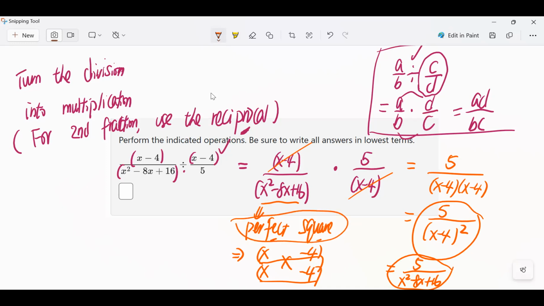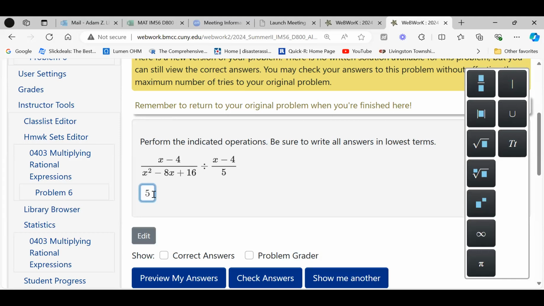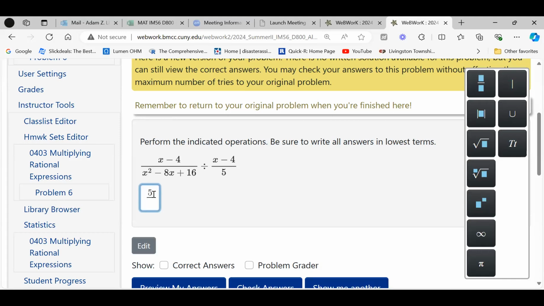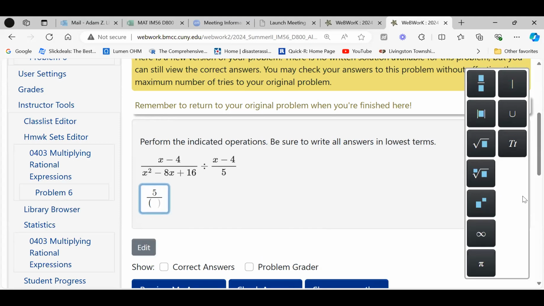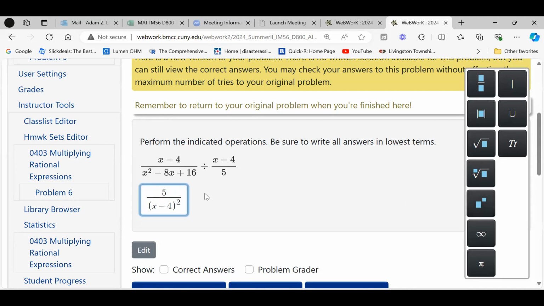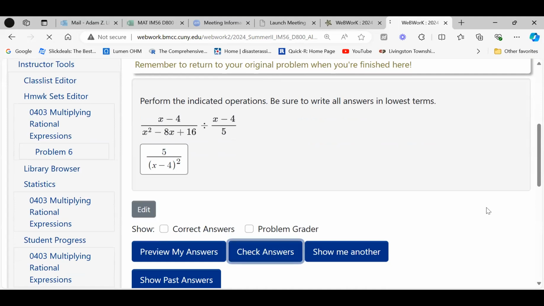And most of the time you have to factor that, because we can cancel the common factor. So it's a useful technique. All right, so let's go back here and put in the answer: 5 over, okay, x. If you want a perfect square here, you can open parentheses, x minus 4, and then click on this exponent and put 2. Okay, and then check the answer.